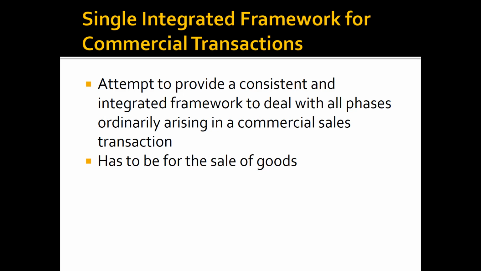So what this does, the big advantage the UCC has, is it creates a single integrated framework for commercial transactions. Not only is it going to cover the sale of goods, it will cover the credit behind it. It will cover the negotiable instrument. It'll cover collections. It'll cover shipments. It covers all these things. And it lets us know at each stage, here are the standard rules.